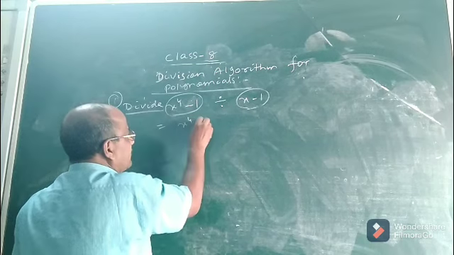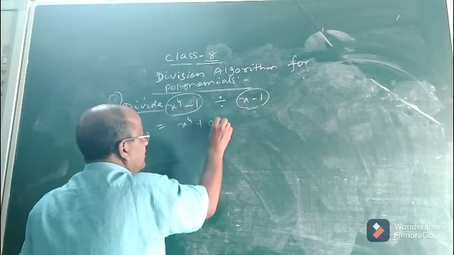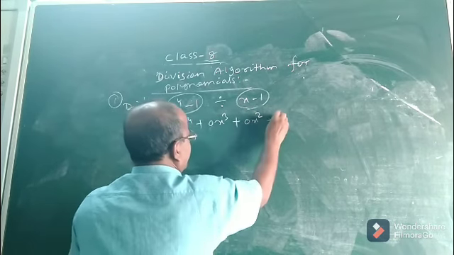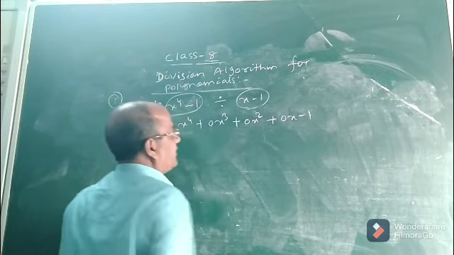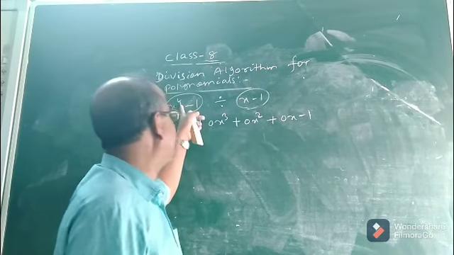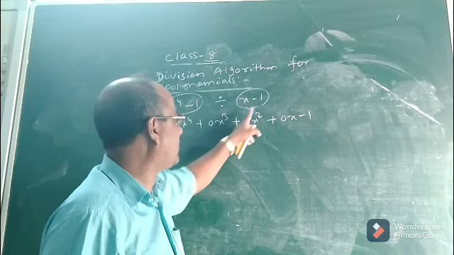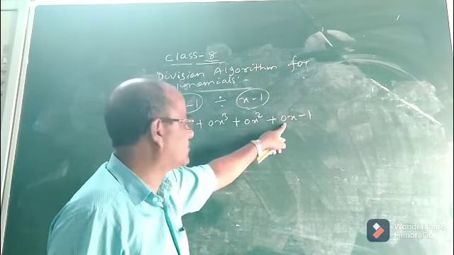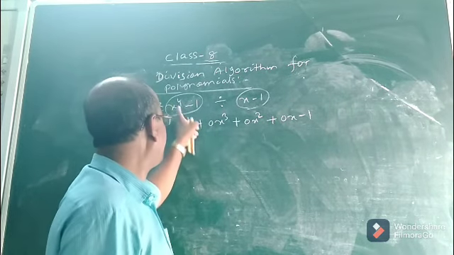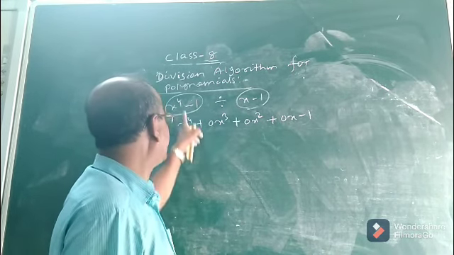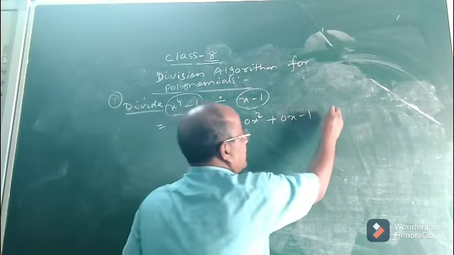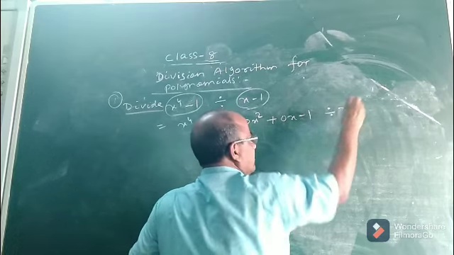Now children, in order to divide this, x to the power 4 minus 1 can be written as x to the power 4 plus 0x cube plus 0x square plus 0x minus 1. First you write in standard form. It is given only power 4. What about power 3, 2 and 1? The coefficient of all those terms will be 0. So x to the power 4 minus 1 can be written as x to the power 4 plus 0x cube plus 0x square plus 0x minus 1, divided by x minus 1.